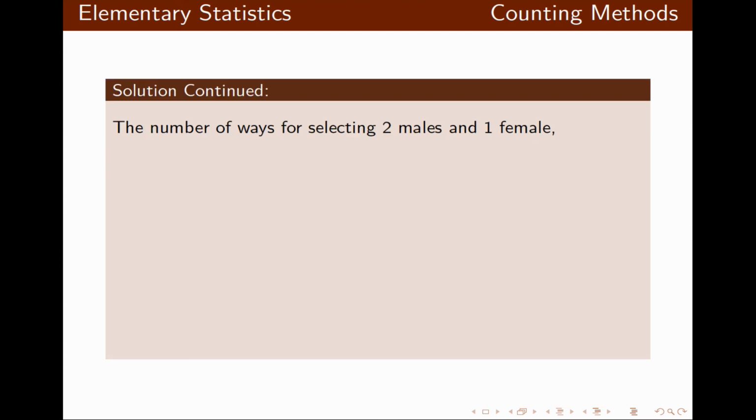Now, we want to select 2 males and 1 female. So what would be the number of ways this is possible? Well, there were 7 males and we're selecting 2 of them, times there were 3 females and we were selecting 1 of them. So it's a combination rule in addition to the fundamental rule of counting. So the answer is 21 times 3, which is 63 different ways.